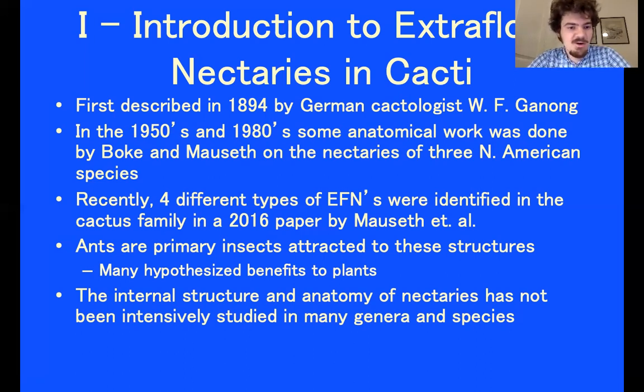But like I said before, there have been a few studies done on the anatomy, but in a wide variety of plants with nectaries, no real anatomical studies have been done. And so that's what I'm hoping to do with my research.